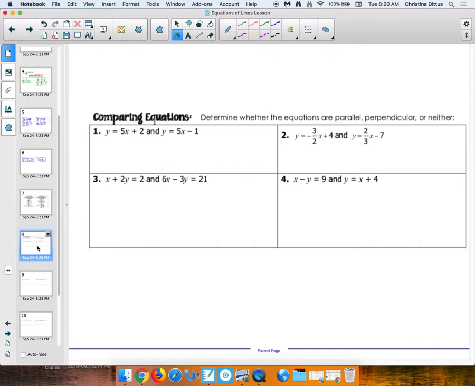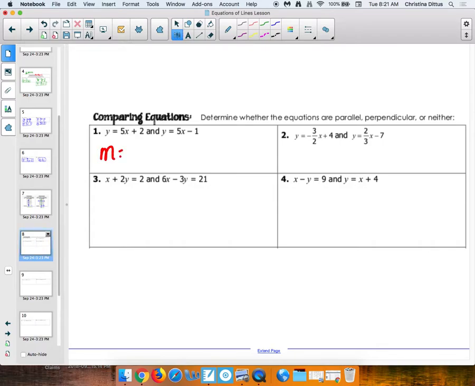it's parallel. If their slopes are different, they're perpendicular. How do they have to be different to be perpendicular? Opposite, and negative reciprocal, or opposite reciprocal. So the sign has to be different and our fraction has to be flipped, okay? In number 1, y equals 5x plus 2, what's my slope?